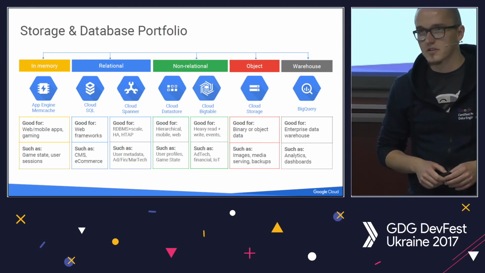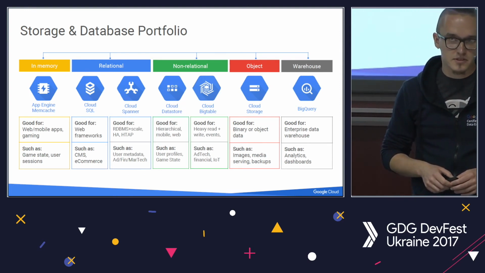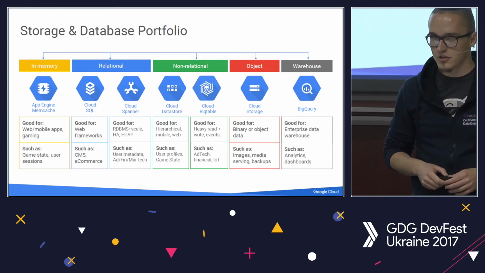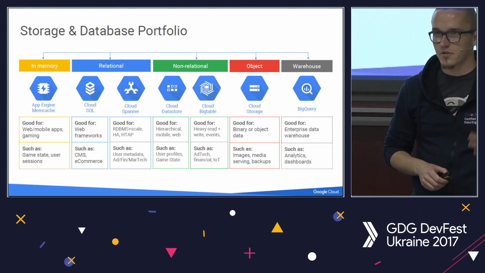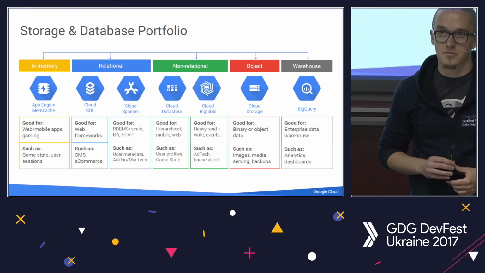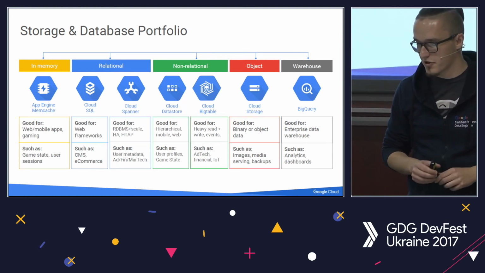It's OLTP, it's not OLAP, so you do transaction processing here, you do the real-time data of your application. If you want to do analytics, it would be better to stream the data from Spanner into BigQuery, for example using Dataflow, but that's a separate discussion.